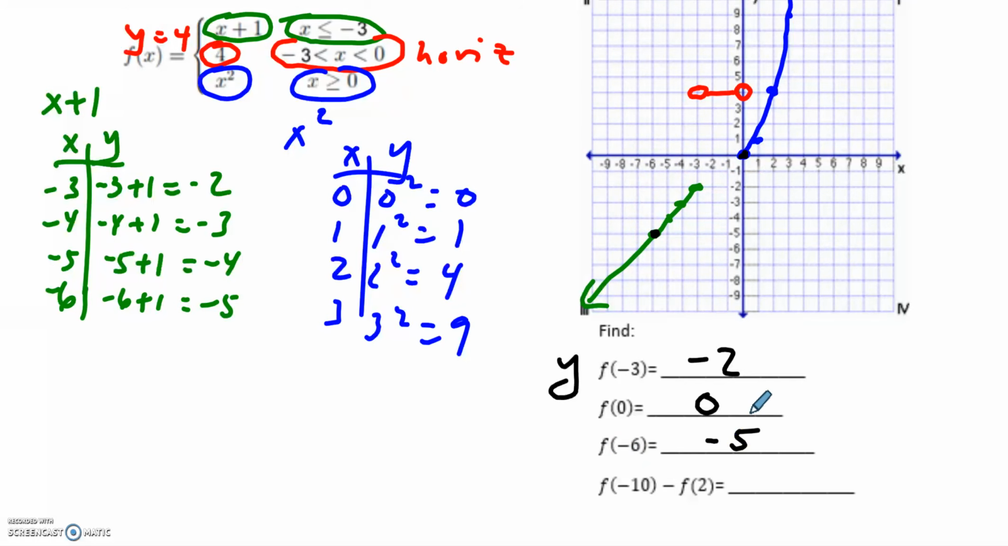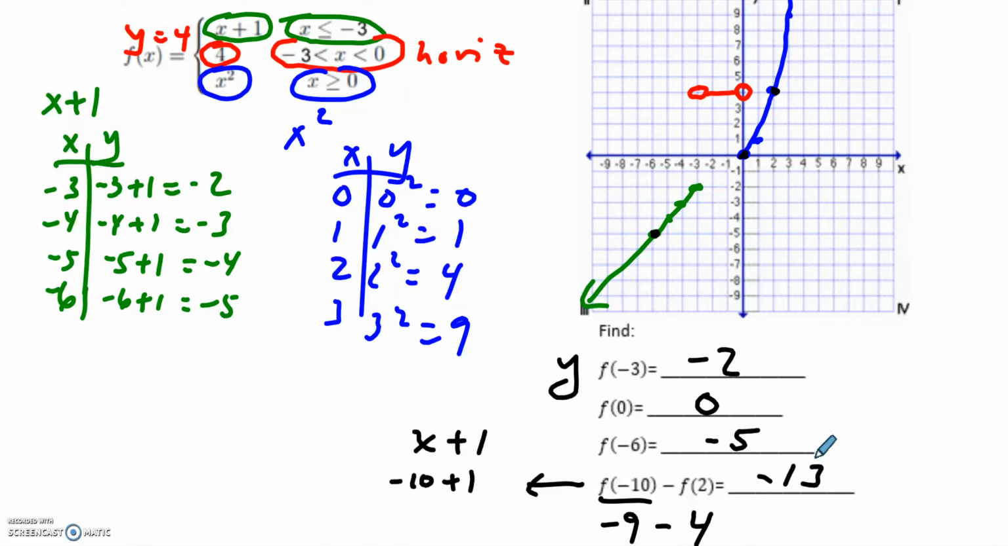And last but not least, f of negative 10 is not necessarily something I graphed. I could guess, but if I'd like to make sure about that, negative 10 is in the green interval. It's less than or equal to negative 3. So I would plug negative 10 into the function x plus 1. So I get negative 10 plus 1, or negative 9 is the y value. Minus f of 2 would be over to 2. Looks like the y value is 4. So my answer would be negative 9 minus 4, or negative 13.